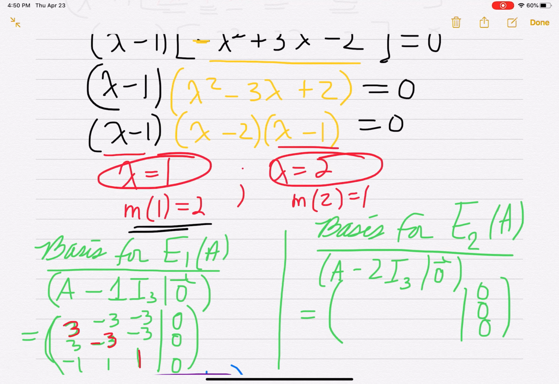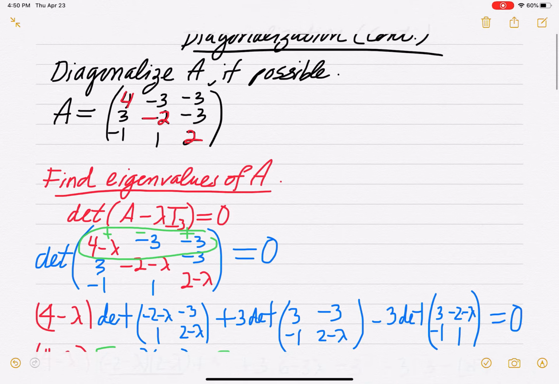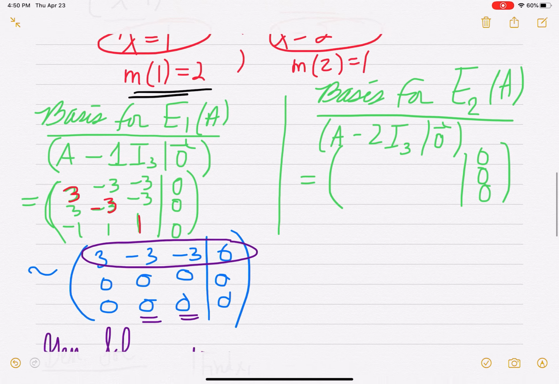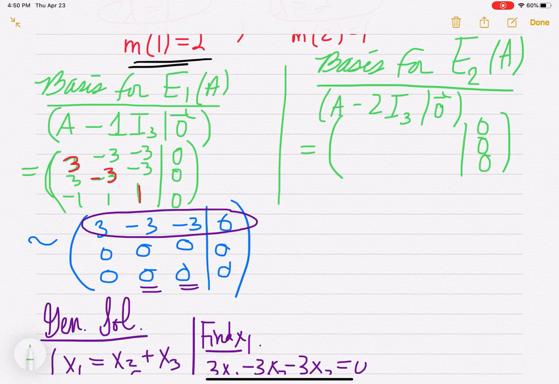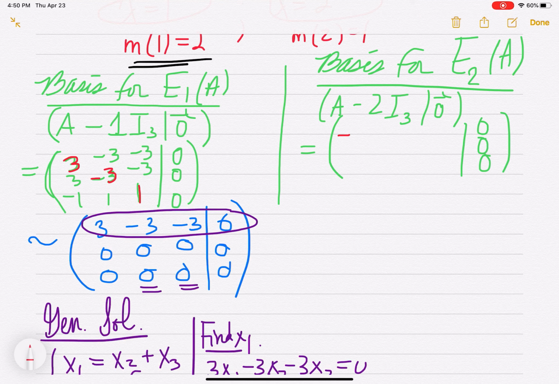Basically what we're doing, we're subtracting 2 off of the main diagonal of A. What's the main diagonal of A? 4, negative 2, 2. So we're going to subtract, and 4, negative 2, 2 is going to give what? 2, negative 4, 0, right? 2, negative 4, 0. Okay.